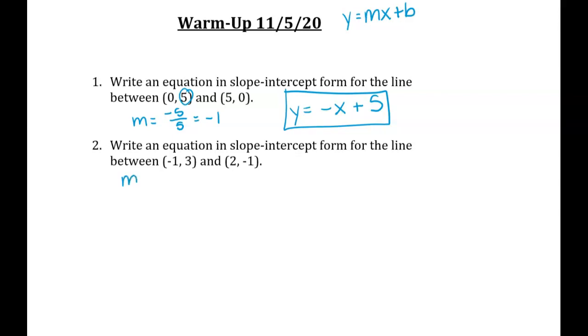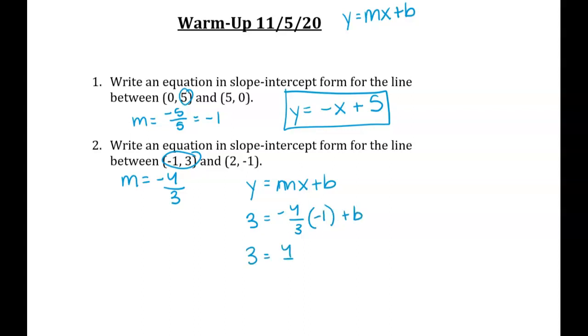For number 2, our slope is negative 1 minus 3, which is negative 4, over 2 minus negative 1, which is 3. And here we have to find our y-intercept. So y equals mx plus b. So choose whichever points you want. Let's do this first point. So then 3 for our y, negative 4/3 for our m, negative 1 for our x, plus b.